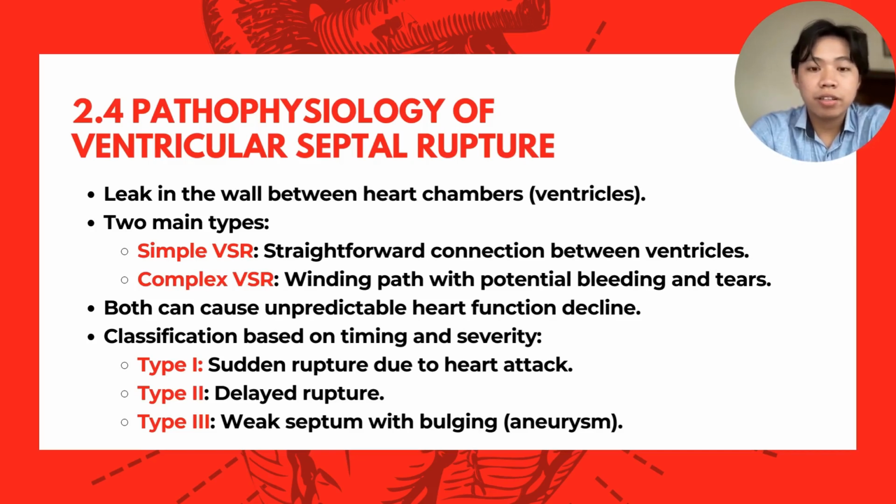And then there is also a classification based on timing and severity of the VSR. There are three types of it. The first one is type 1, which we can define as sudden rupture due to heart attack. The second type we can call a delayed rupture, and the third type we can call a weak septum with bulging, or we can say an aneurysm.